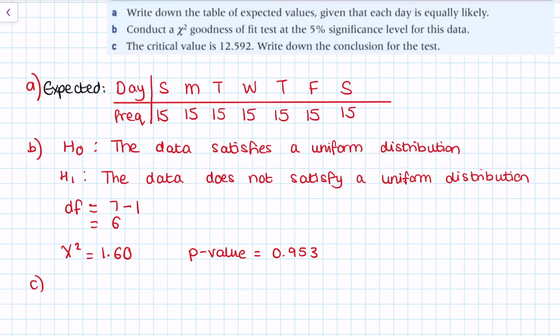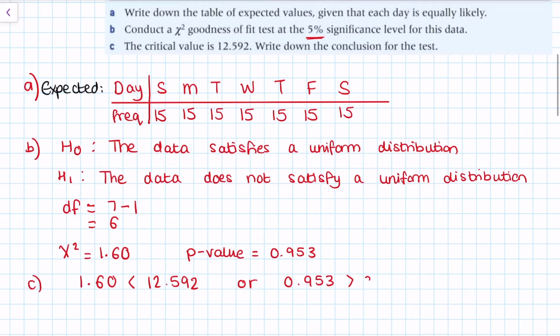I will write down both though. So in this one, our chi-squared of 1.60 is less than the critical value of 12.592. Or as I said, we can do the p-value, which is 0.953, and compare that to the significance level, which is 5% from part B in the question, and that is greater than 0.05. Both of those tell us that we will be accepting our null hypothesis.